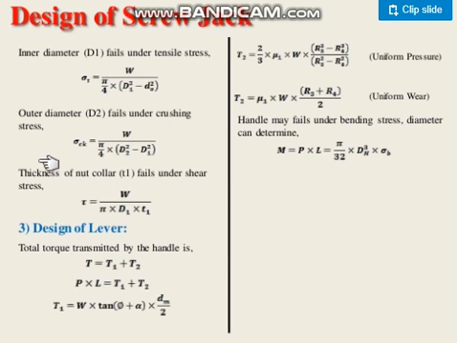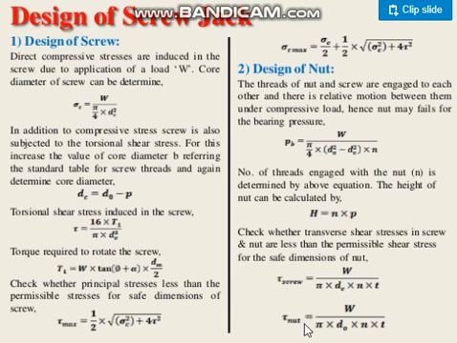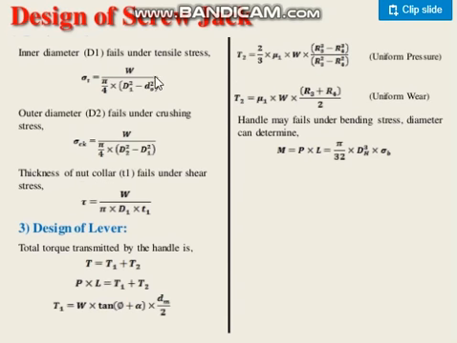ओके, नाउ ये दोनों को चेक करने का, ये दोनों विद इन द परमिसिबल लिमिट्स है कि नहीं चेक कर लेने का। चेक करने के बाद अगर परमिसिबल लिमिट के अंदर है तो डिजाइन सेफ है। उसके बाद और क्या है? इनर डायमीटर D1 फेल्स अंडर टेंसाइल स्ट्रेस। अभी टेंसाइल स्ट्रेस में कैसे फेल होता है?